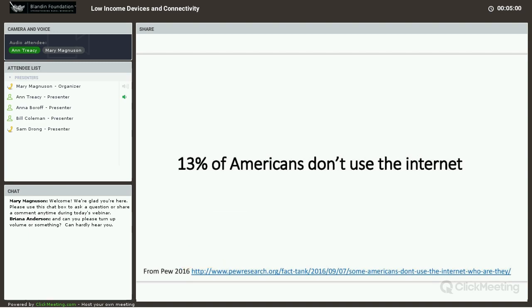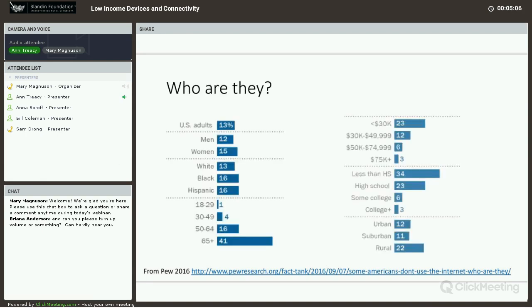So 13% of Americans don't use the internet now. That's from 2016 Pew Research. We can break this down to take a look at who isn't online. Again, this is from Pew. As we look through, I like the visual here because the more blue you see, those are the people who aren't online. It's folks who are older.